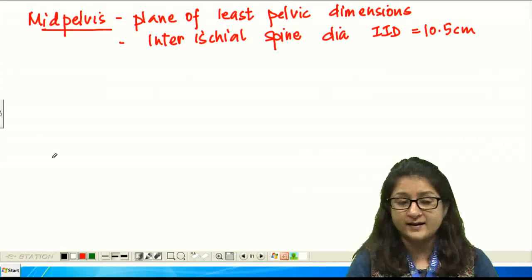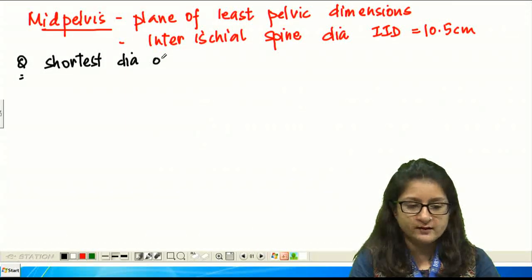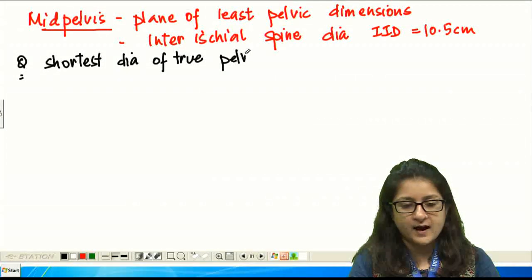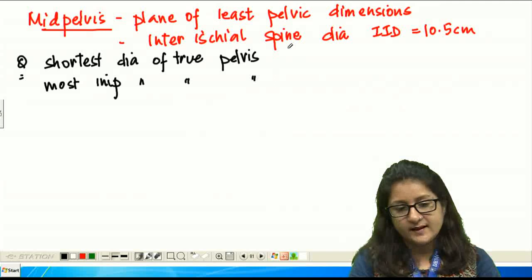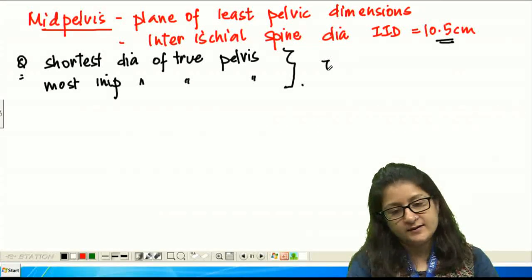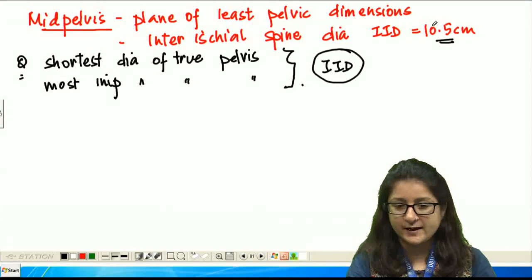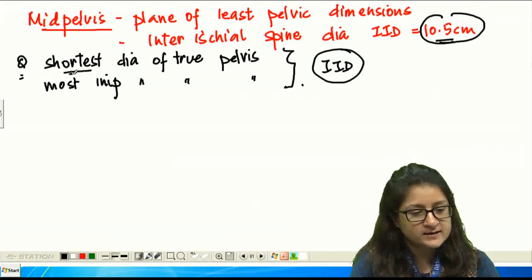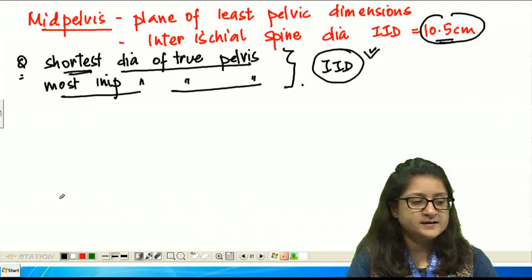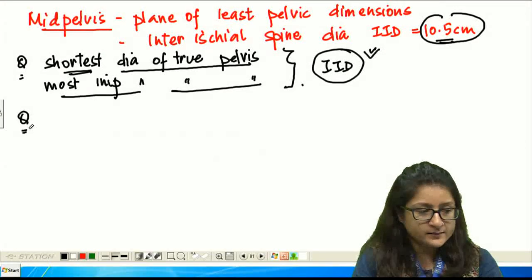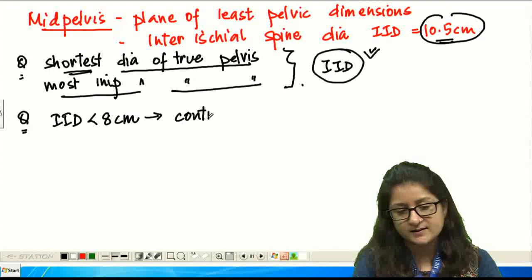Now if they ask you a blanket question, which is the shortest diameter of true pelvis, or which is the most important diameter of true pelvis, then the answer is the interischial spine diameter. Both the obstetric conjugate and interischial diameter are 10.5 centimeters, but when answering the shortest or most important diameter of true pelvis, it is the IID because it is in the mid pelvis. Another important point: whenever the IID is less than 8 centimeters, it means there is a contracted cavity.